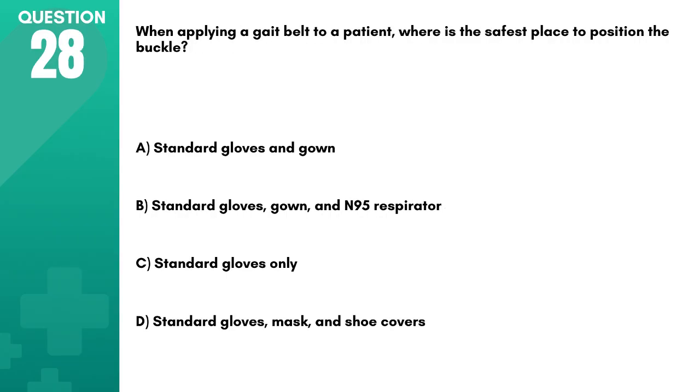When applying a gait belt to a patient, where is the safest place to position the buckle? A. Directly over the patient's spine. B. Off to the side, allowing for easy access by the PCT. C. In the front center of the patient's abdomen. D. In the back center, below the waist.